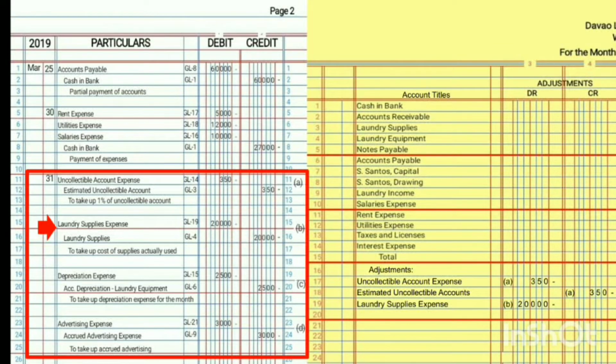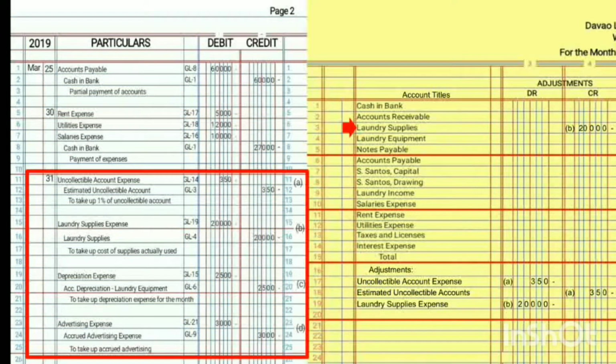The credit entry of the adjusting entry letter B is laundry supplies, 20,000 pesos. So, check natin sa existing account titles kung meron na bang laundry supplies. And we found this one. So, we have laundry supplies here. So, the laundry supplies is credited by 20,000 pesos. So, we're going to put 20,000 here in the credit column. So, we have here 20,000. And then, don't forget to write letter B.